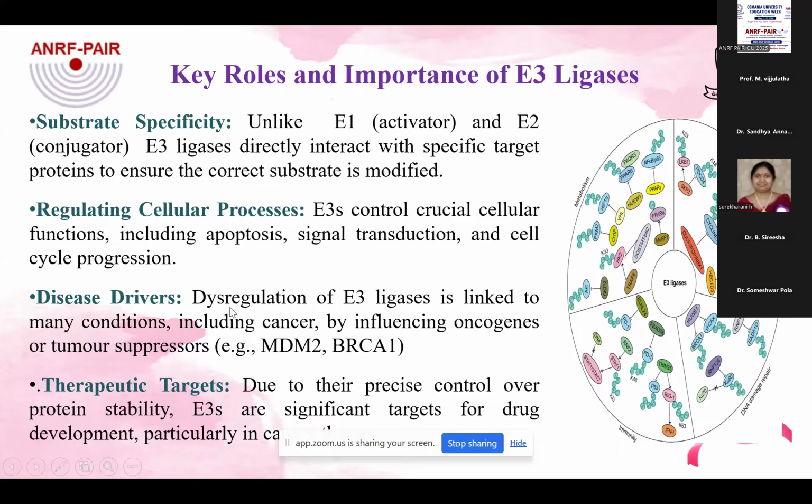That is, any dysregulation of E3 ligases is linked to many conditions including cancer, by influencing the oncogenes or the tumor suppressors. And interestingly, these E3 ligases also form therapeutic targets, because due to their precise control over protein stability, E3s are significant targets for drug development, particularly in case of cancer.